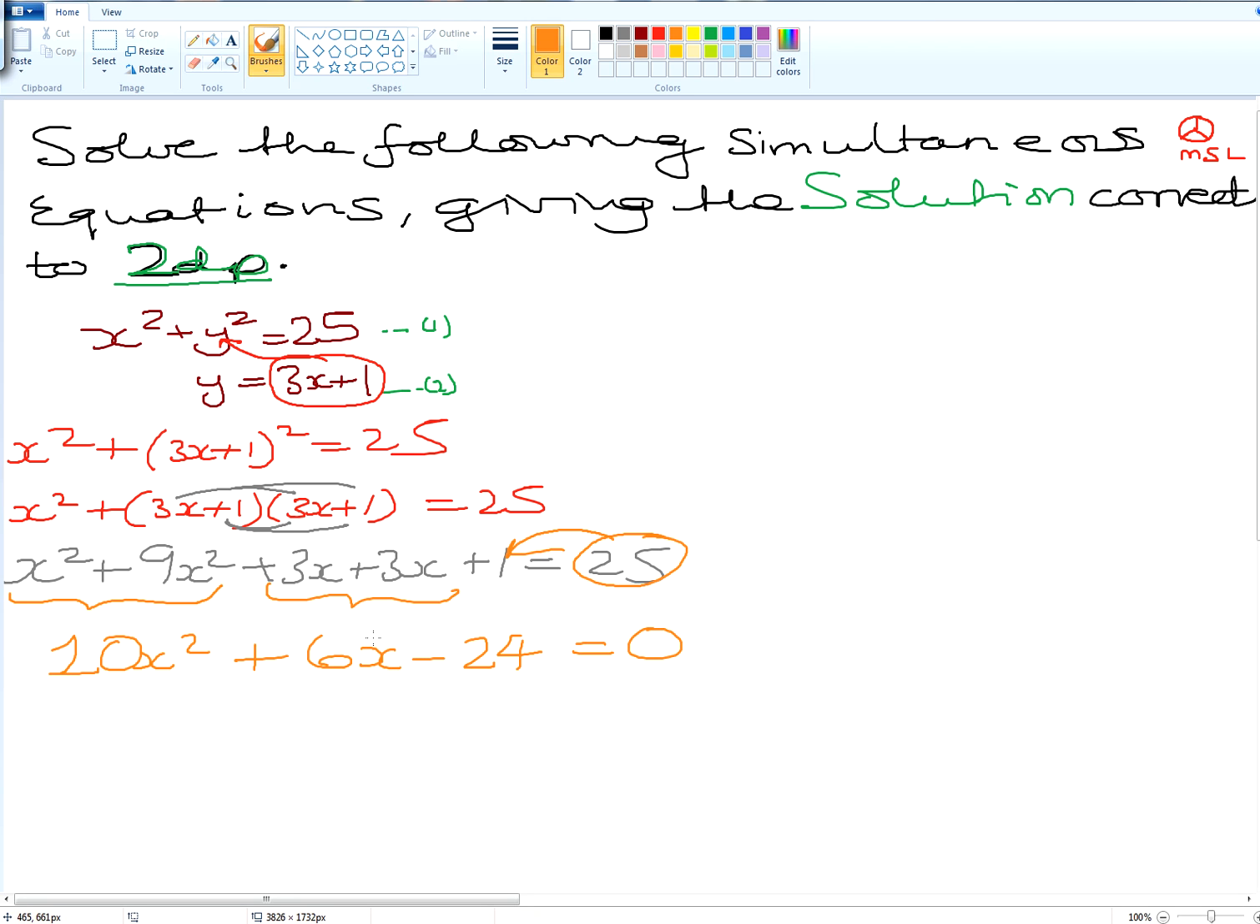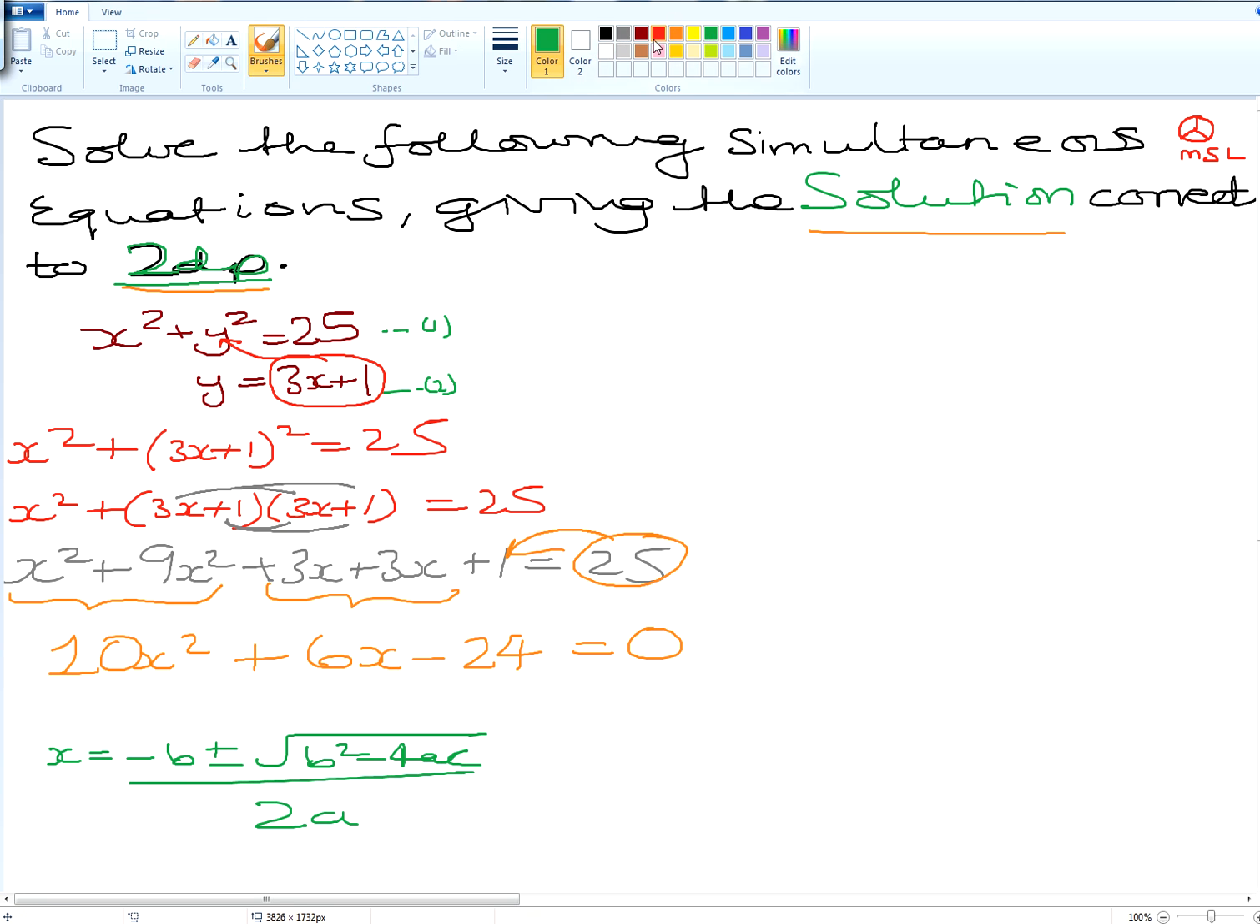Lovely. Now, because they've mentioned in the question, give the solution correct to two decimal places, we are not going to even try to factorize it. We go straight for the formula. Right, can somebody remind me what is the formula? The formula is x is equal to minus b plus or minus the square root of b squared minus 4ac, all over 2a. Okay, you make sure I put the right numbers in the right place now.